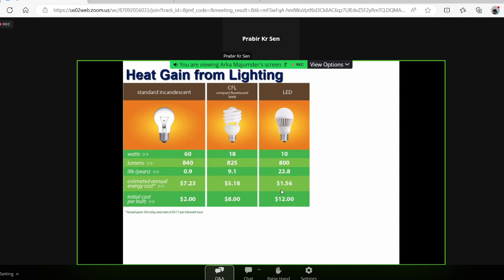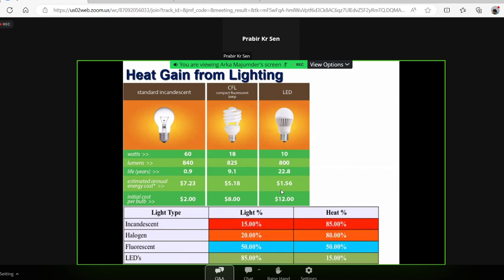And because LED lights produce more lumen per watt, there will be much less heat in the AC space because of lighting if you use LED light. So now switch everything to LED light. With an incandescent light, only 15% of the total energy spent is light; 80 to 85% comes as heat. Halogen is this, fluorescent is this, and LED is this.